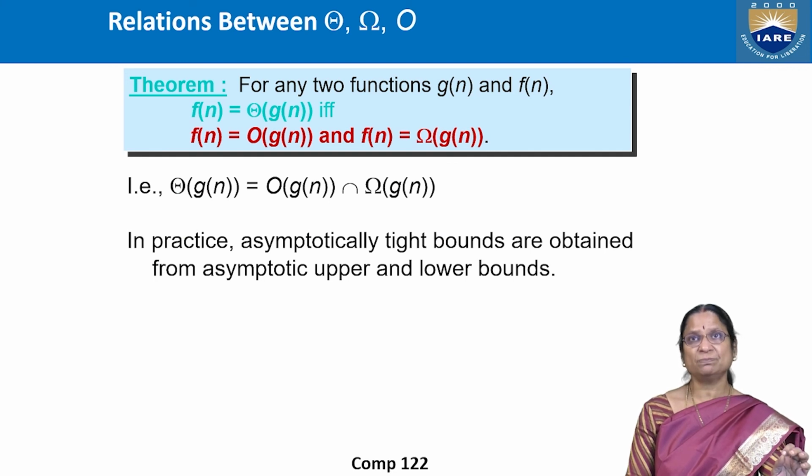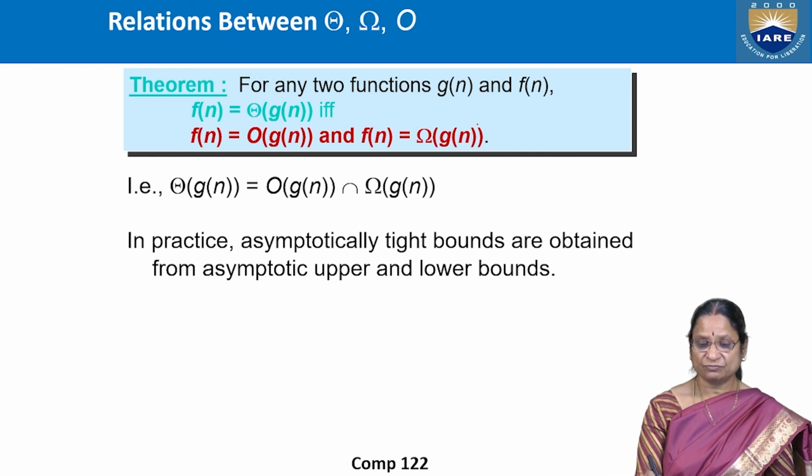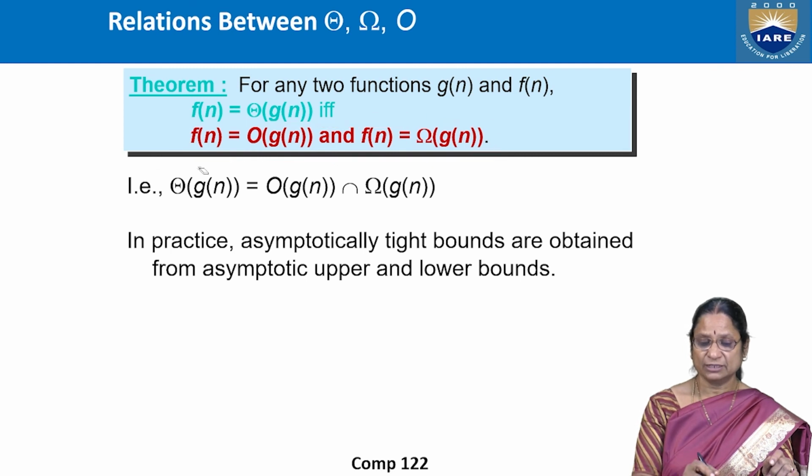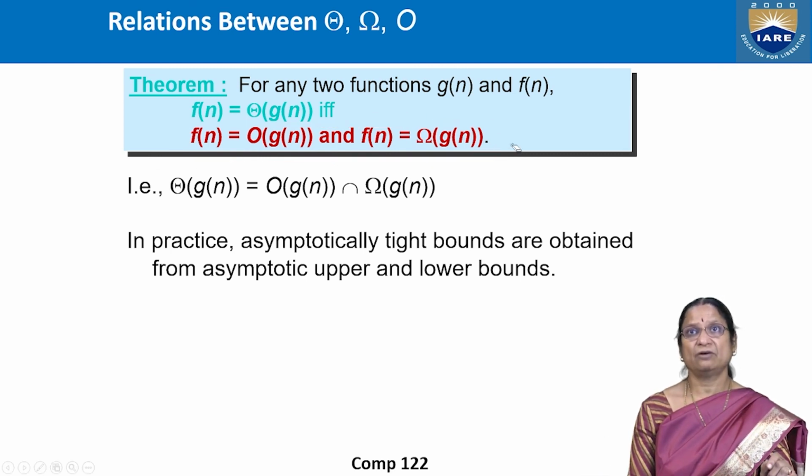There is a small relationship among theta, big omega and big O. For any two functions f of n and g of n, f of n is theta of g of n if and only if f of n is equal to big O of g of n and f of n is equal to big omega of g of n. We already discussed that if our function has both the upper bound as well as the lower bound, then we can represent it with our tight bound. That is our theta notation.